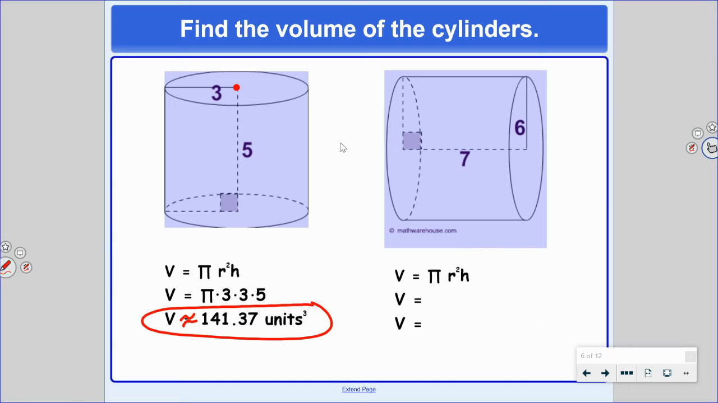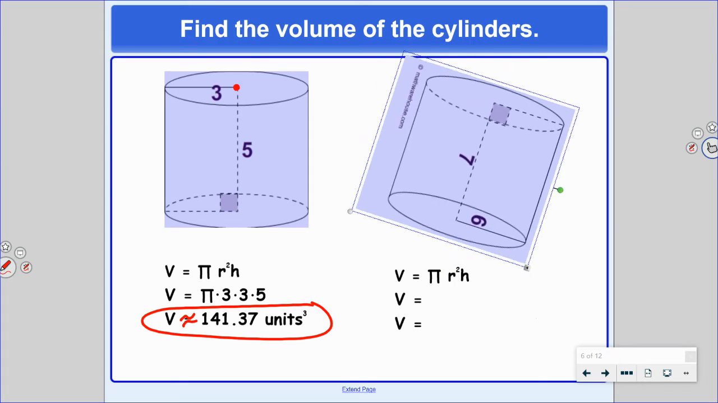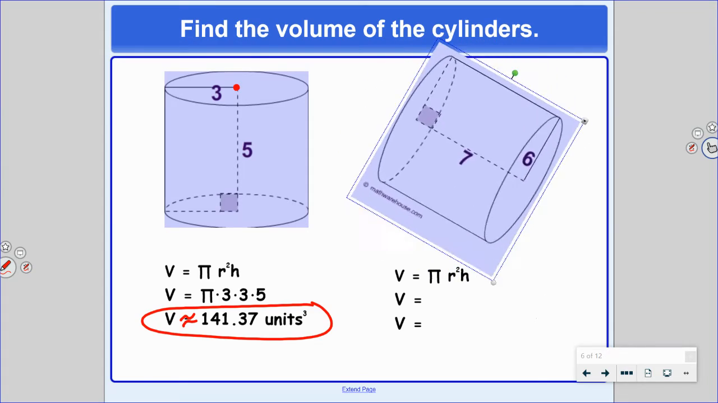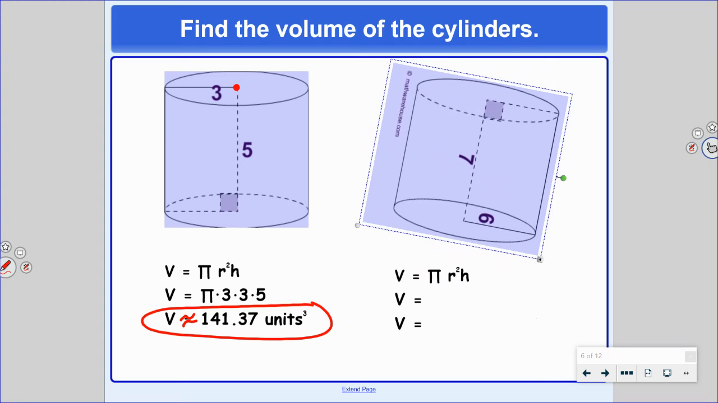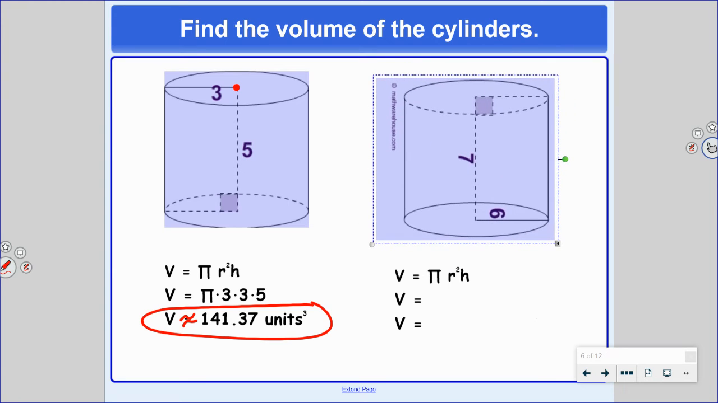Now take a look at this. I don't care if that cylinder is on its side. I don't care if it's upside down. It doesn't matter to me. You better be able to look at a cylinder and identify what the radius is going to be. Therefore, if you have to turn your paper, then go ahead and do so.